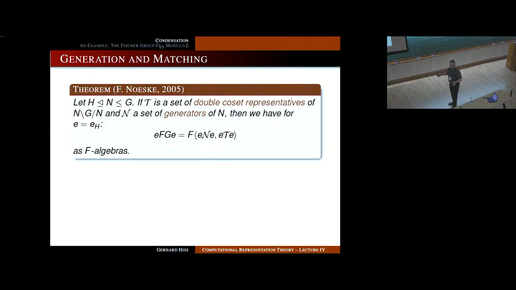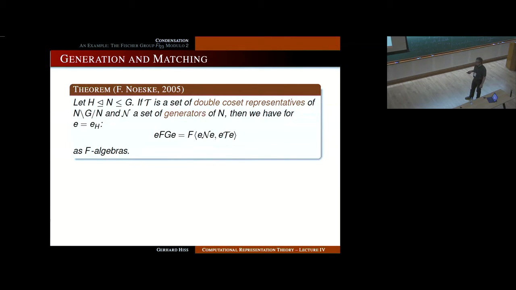In the Monster there are many. You cannot do it in the Monster, but in the Fischer group it was about 300. Yeah? And then you only need a generating set for the group N, or actually only for N modulo H lifted back to N. And as I told you, every sensible group is generated by 2 elements.